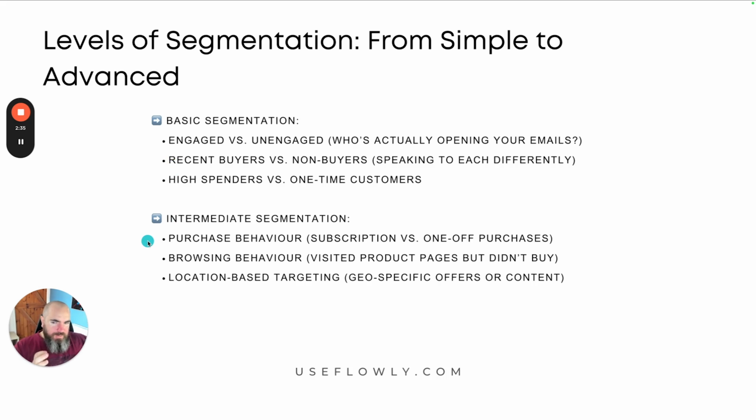Getting a little bit more intermediate here, you can start looking at purchase behavior. So can we segment people that are active subscribers to our monthly subscription against one-off purchases, for example, repeat purchases, VIP purchases, you get the idea from there. Then you start looking at browsing behavior. So, people that have visited a product page but haven't bought. One I like is somebody who might have visited products within a certain collection more than 3 times but haven't placed an order. They have an interest in that collection or that category. So let's put some content that's relevant to them.